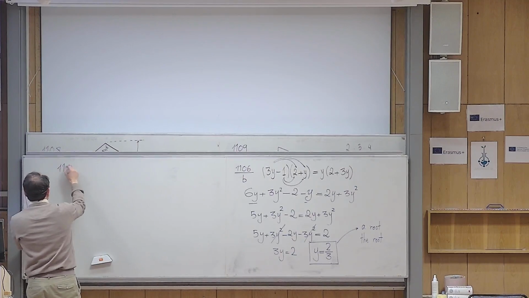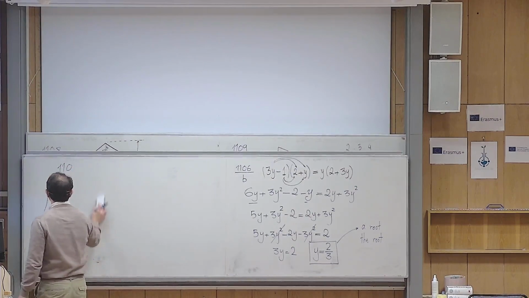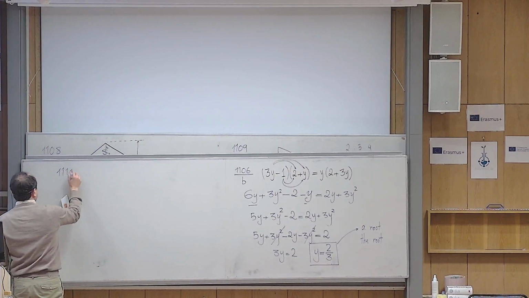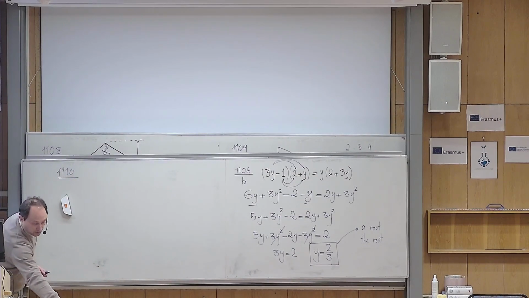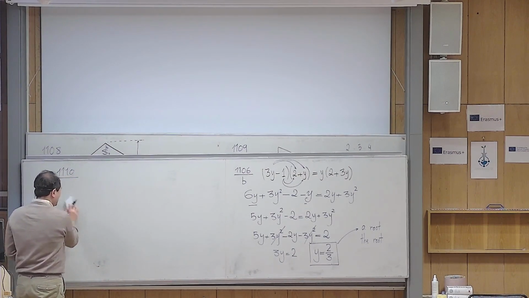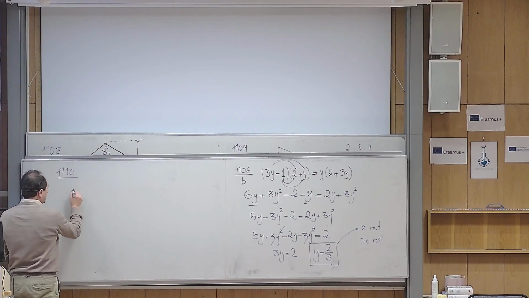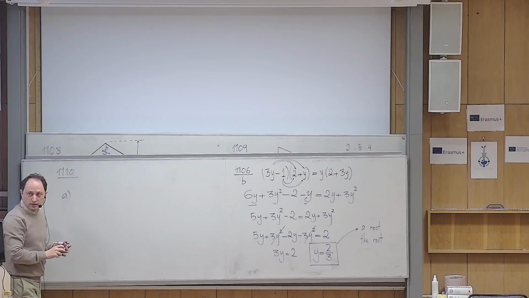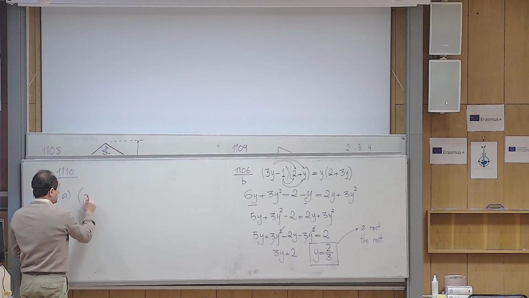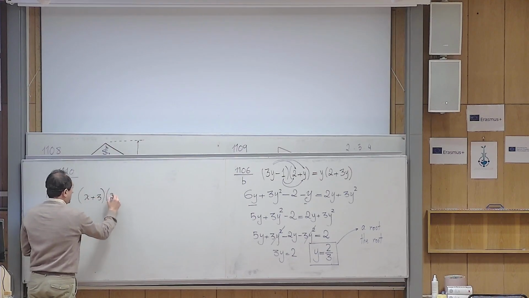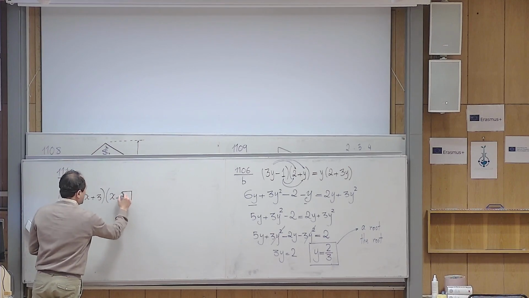So let me write this. There is not a very standard way of solving these problems. So you need to guess a little bit somehow. So I have x plus 3 multiplied by x plus something that I don't know.